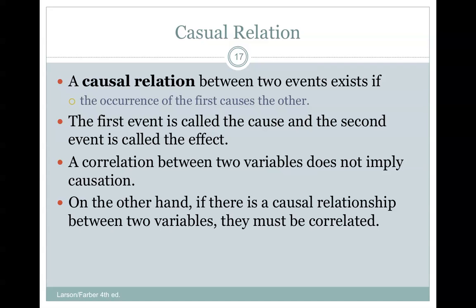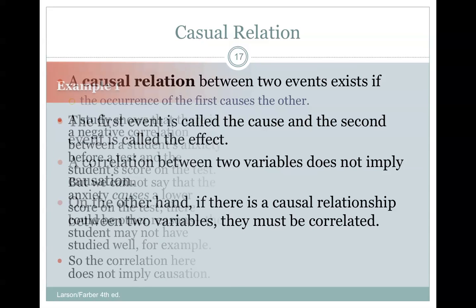If there is a causal relationship between the two variables, then they must be correlated. So this is like a square is a rectangle, but a rectangle is not a square kind of situation. If there is a causal relationship, it must be correlated. If it's correlated, that does not mean we have a causal relationship.